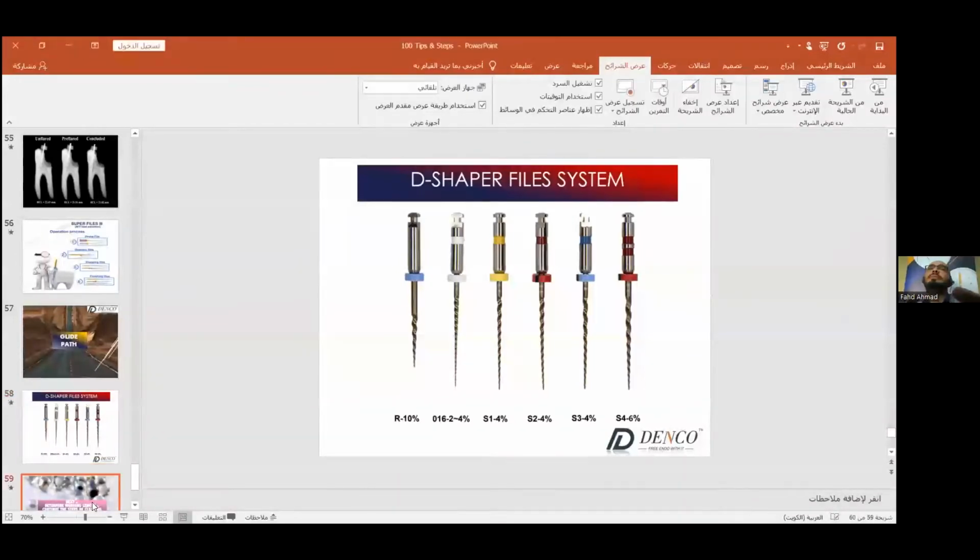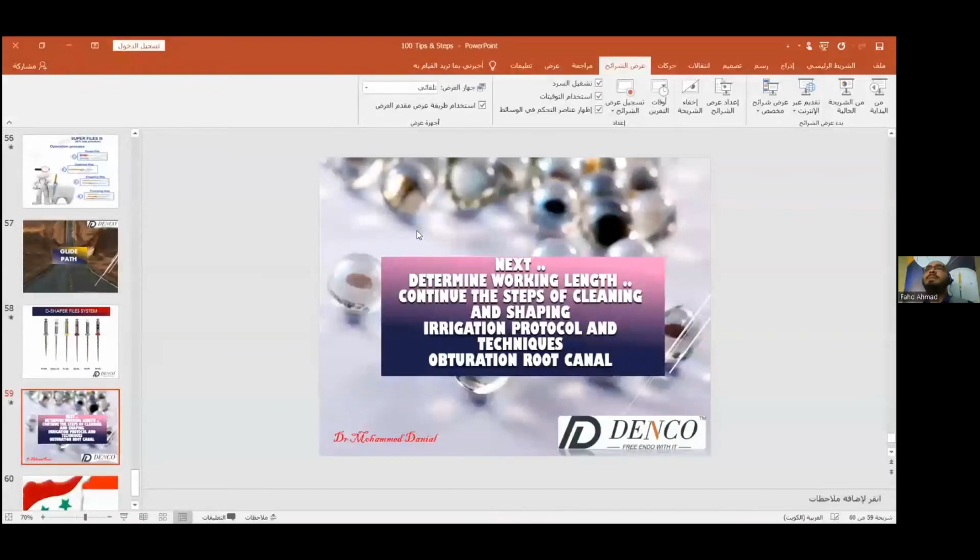So for here, in the next lecture, we will determine working length and continue the steps of cleaning and shaping, irrigation protocol and techniques, obturation, root canal. For here, okay, thank you.